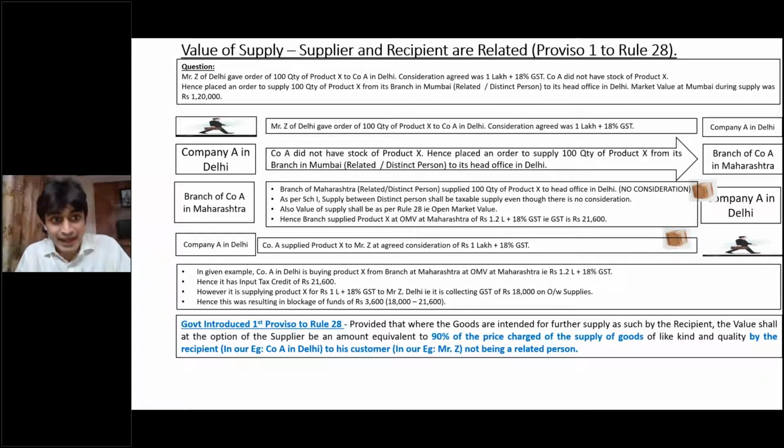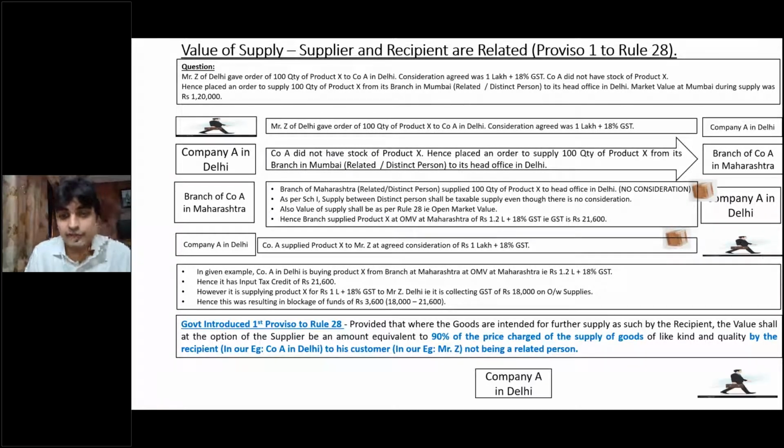जैसे महाराष्ट्र ने दिल्ली को सप्लाई किया, and as such Delhi is selling to the end user. Okay, so what will be the value? 90% of the price charged for the supply by the recipient, yani Delhi, to its customer. What will be the value of supply between Maharashtra and Delhi, between branch and head? 90% of the price charged by Delhi, yani recipient, to the end customer. Uska value ka 90% shall be the value of supply between Maharashtra and Delhi.